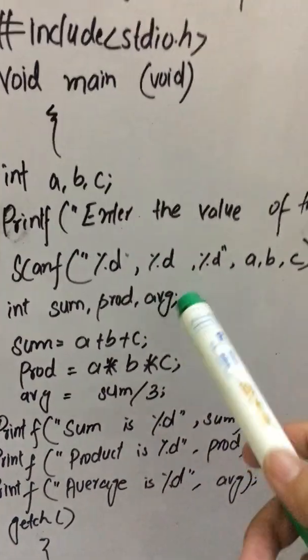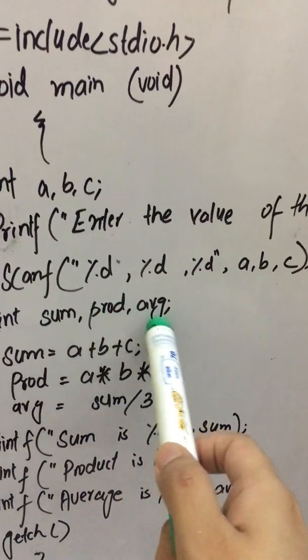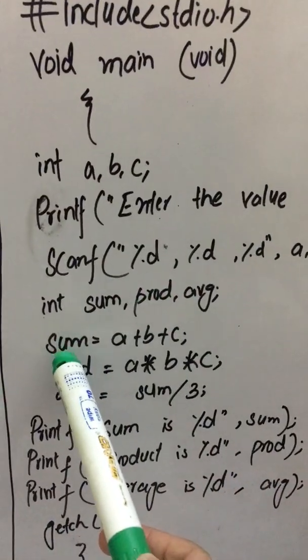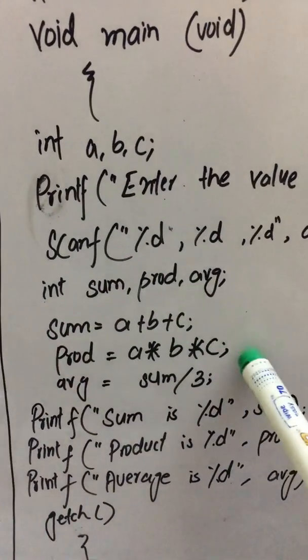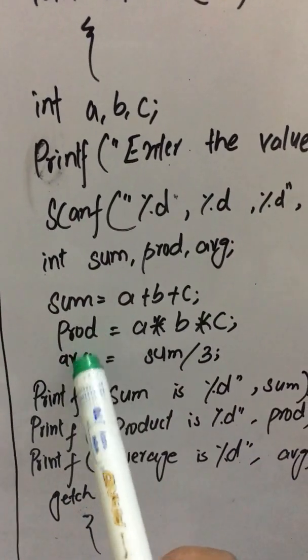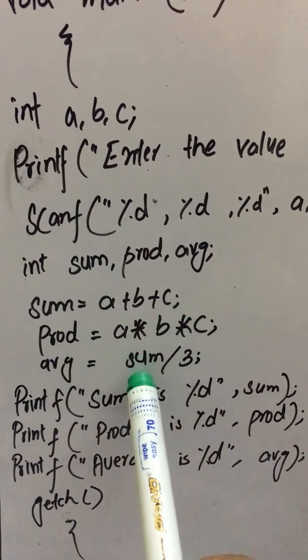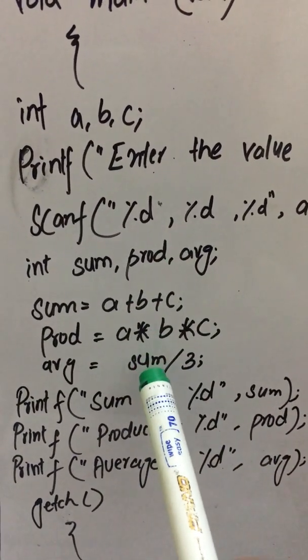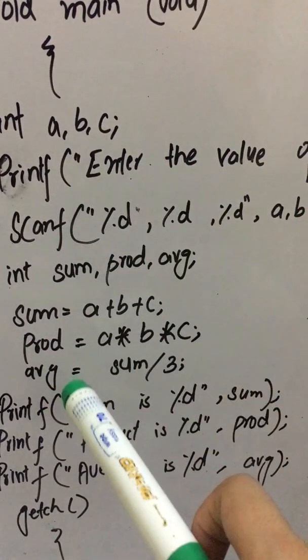After taking the input, we are initializing another three variables: sum, product and average. In the variable sum, we are going to add these variables. In the variable product, we are going to multiply these variables, and in the avg variable, we are going to find the average of the three numbers, and then we are going to display the result after the processing of these numbers.